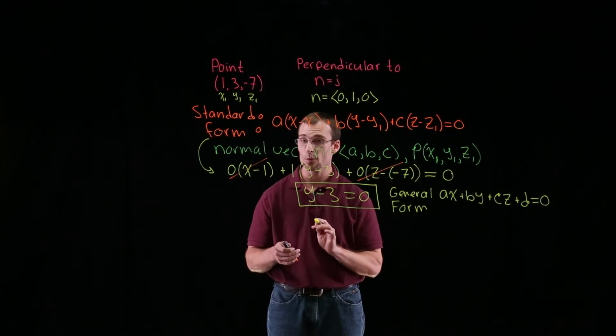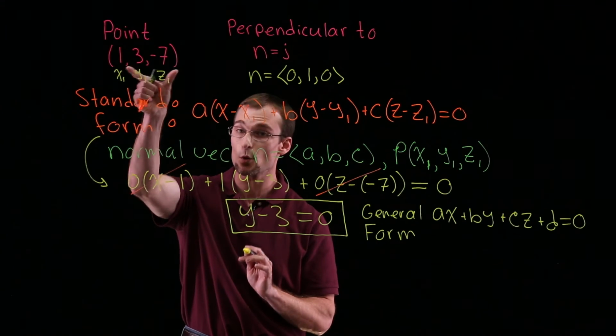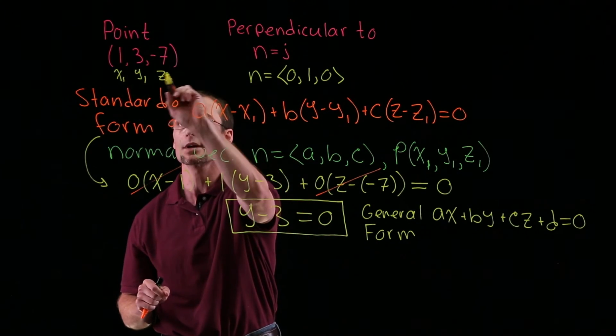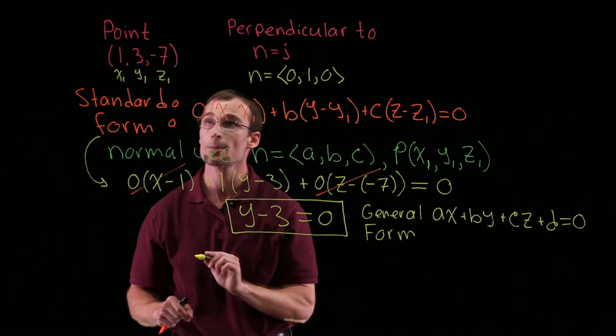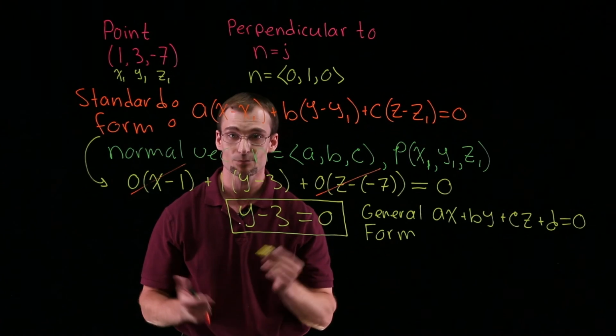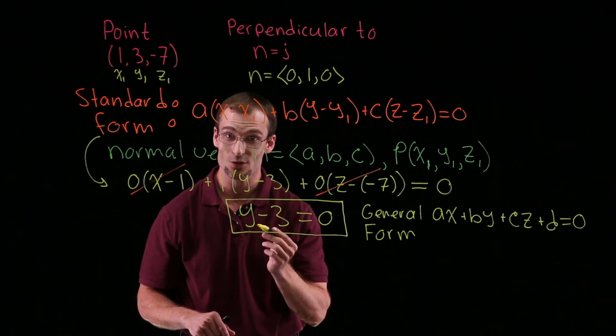A good practice, though, before we leave is to make sure that the point that's supposed to be going through your plane satisfies this equation. So if we look at our coordinates, we don't have x or z, but for y equal to 3, if we plug that in, 3 minus 3 does give us 0. So we have a correct equation. So thank you very much.